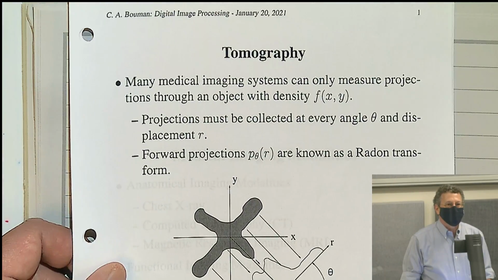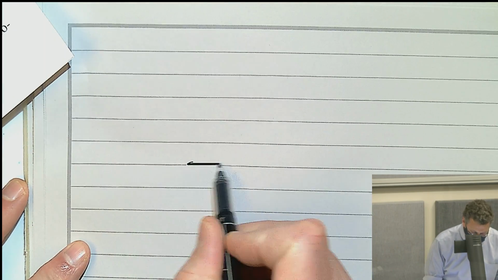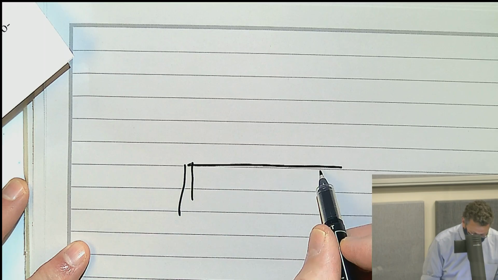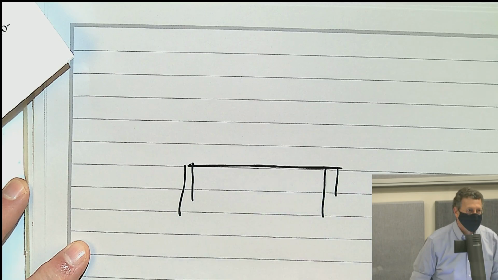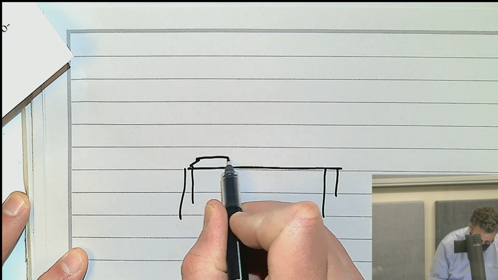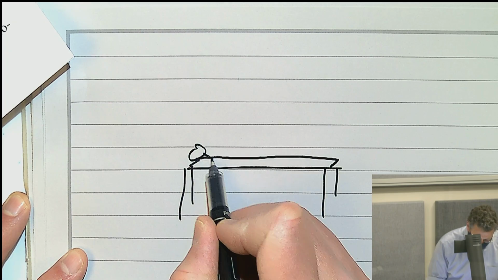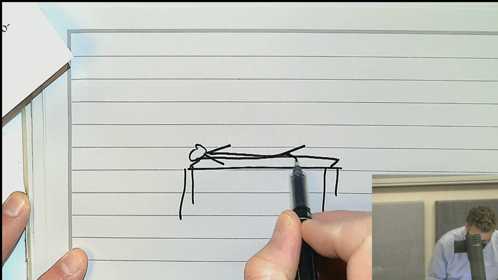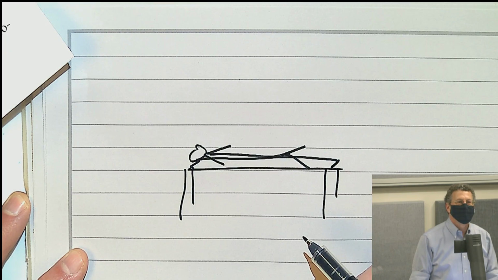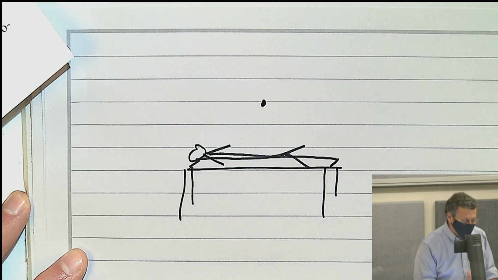Tomography is this. So in the old days, the old days being like, I don't know, the 70s, they have a table here, right? And then you lie down on the table. Your legs are kind of long. No, the body is long, I guess. And what they do is they have an X-ray source over here.